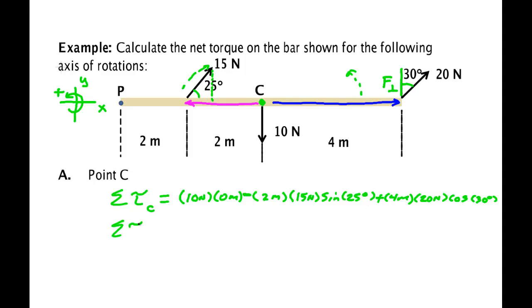So the sum of the torque about C, we just punch all that in. We've got minus 2 times 15 times the sine of 25, and then we add 4 times 20 times the cosine of 30. When we do all that, we get 56.6 Newton meters. And that's the units of torque. Do not put joules.